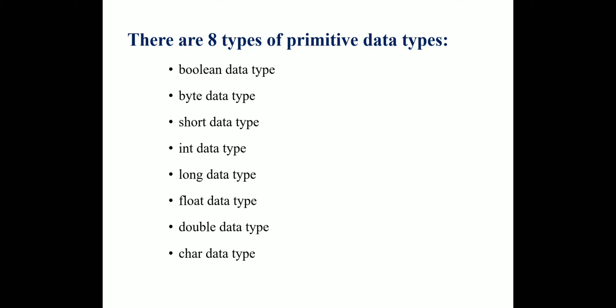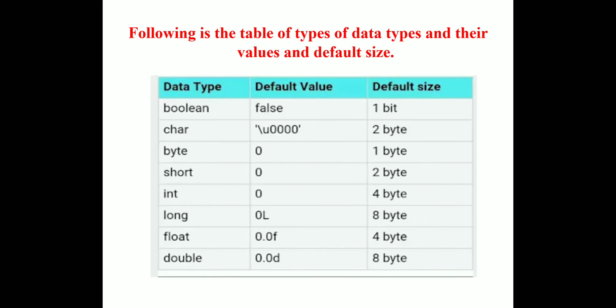There are mainly 8 types of primitive data types. First one is Boolean data type, byte data type, short data type, int data type, long data type, float data type, double data type and char data type. Following is the table of the types of the data type and their values and their default size.